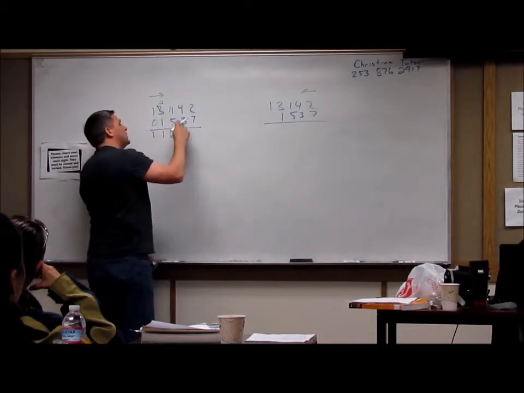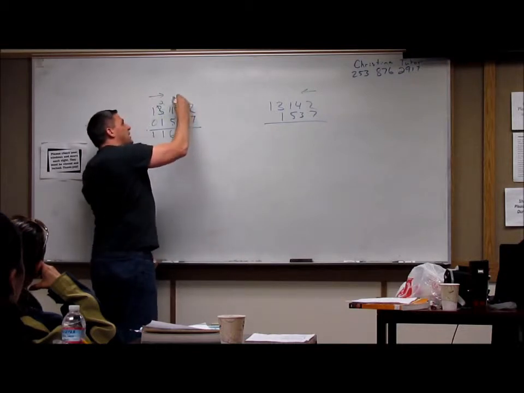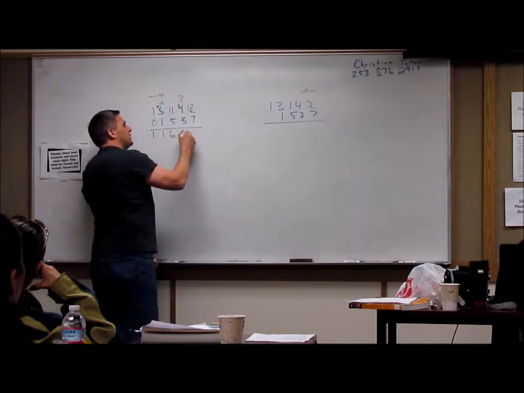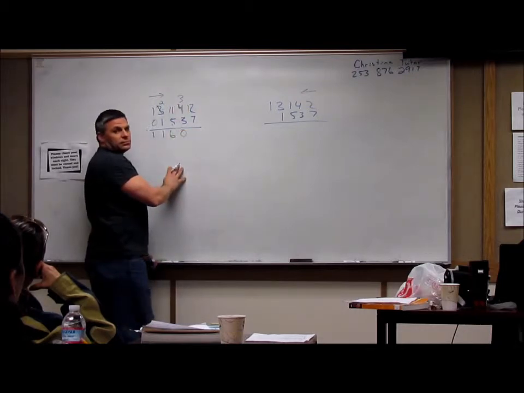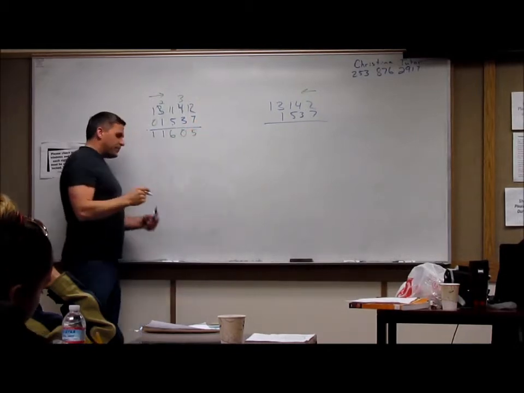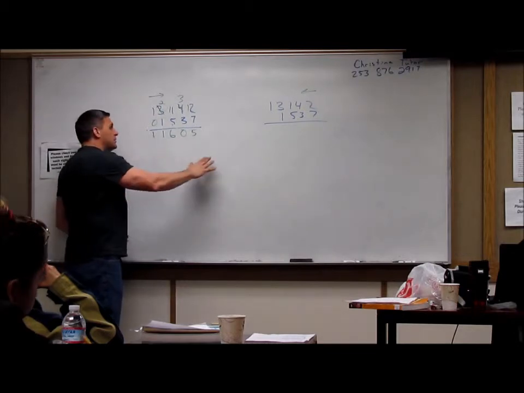Okay, and then I go to here and I say, is trouble coming? Yes, so I need to make this a 12, but I borrowed that 1 from here. So then I take 3 from 3 and I get 0. And then I get 7 from 12, which is 5. Okay, and so this is going from left to right.